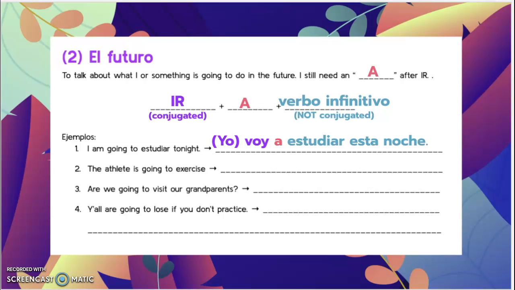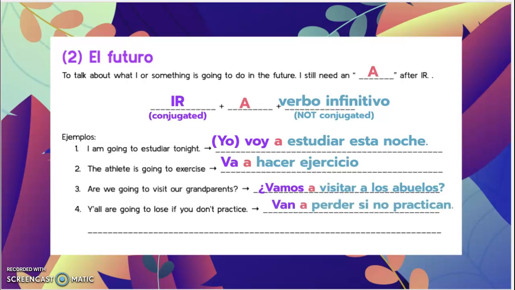Okay, here we go. The athlete is going to exercise. You should have va a hacer ejercicio. If you have el atleta o la atleta o el jugador, es fantástico también. Are we going to visit our grandparents? Vamos a visitar a los abuelos, a nuestros abuelos también. You all are going to lose if you don't practice. Van a perder si no practican.